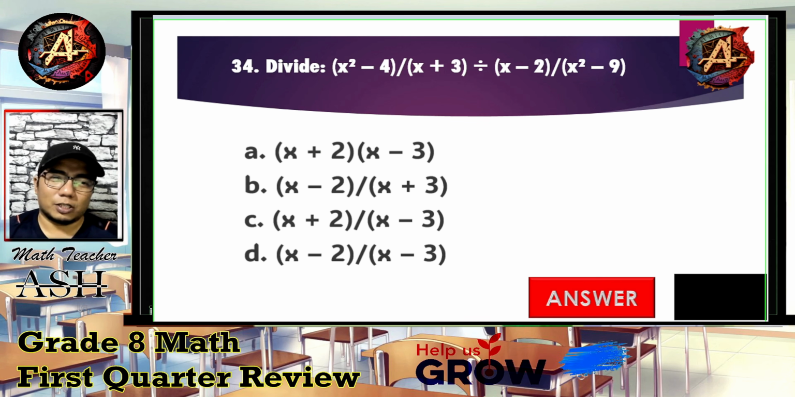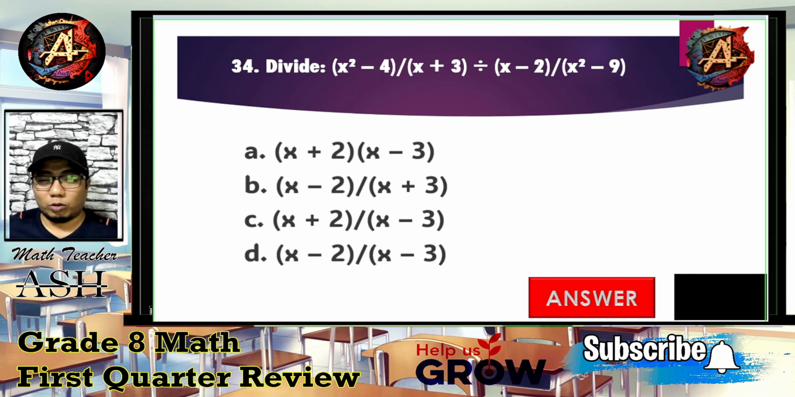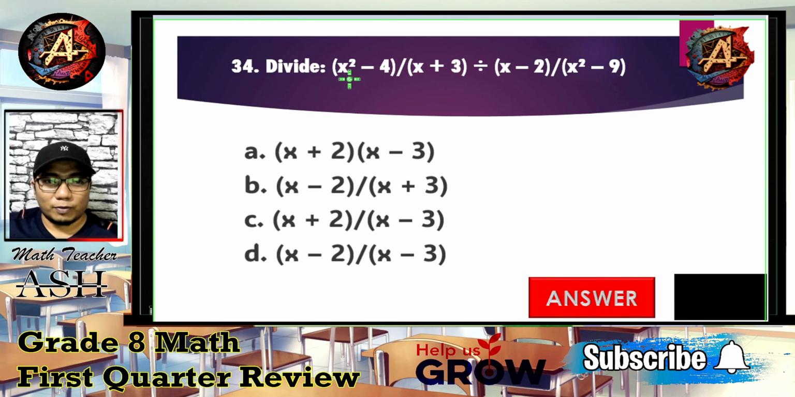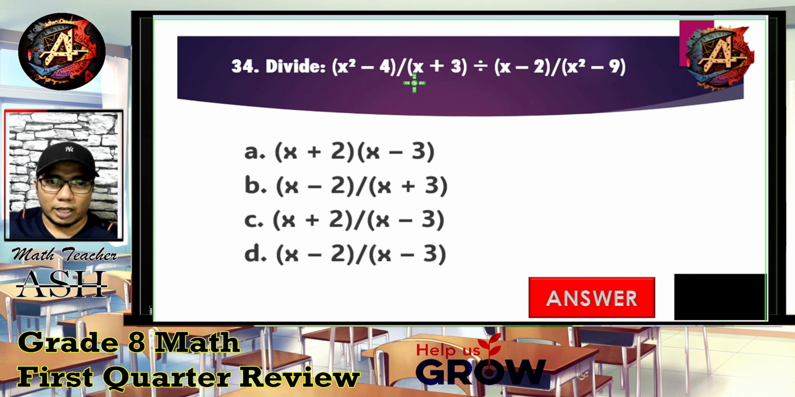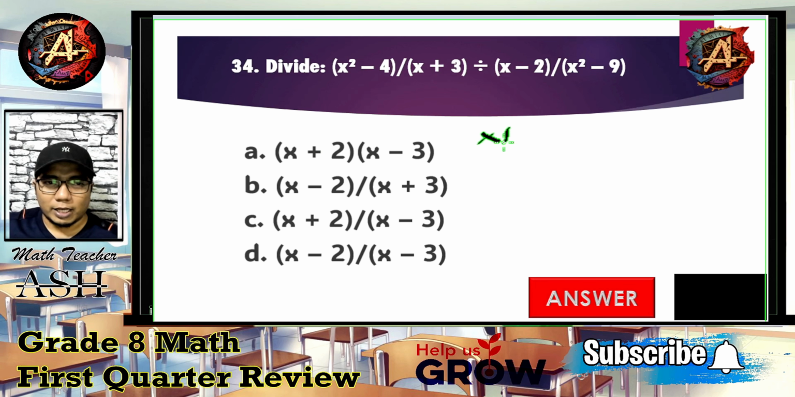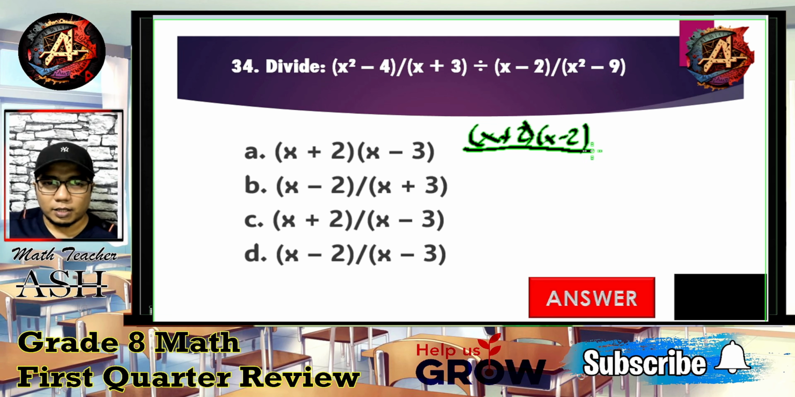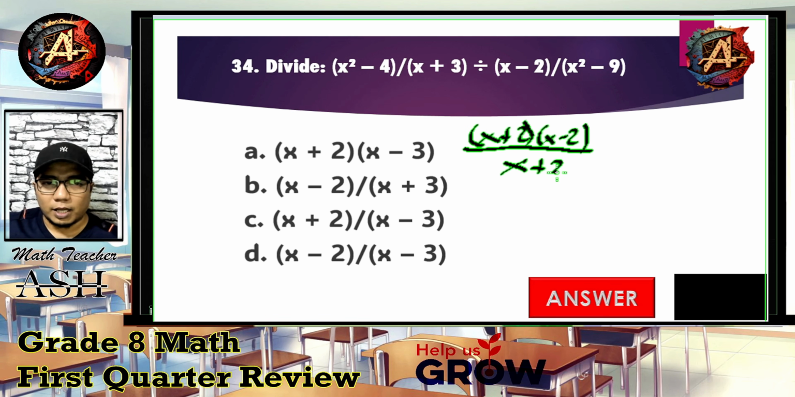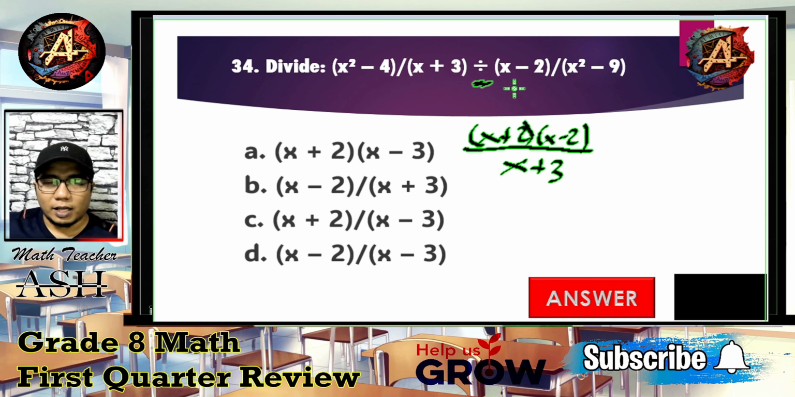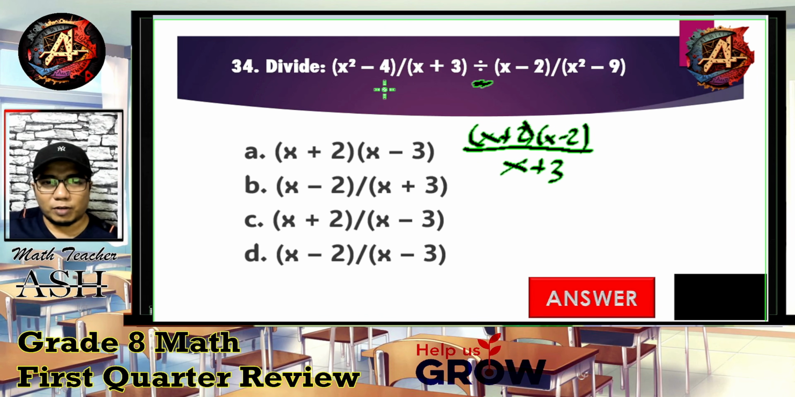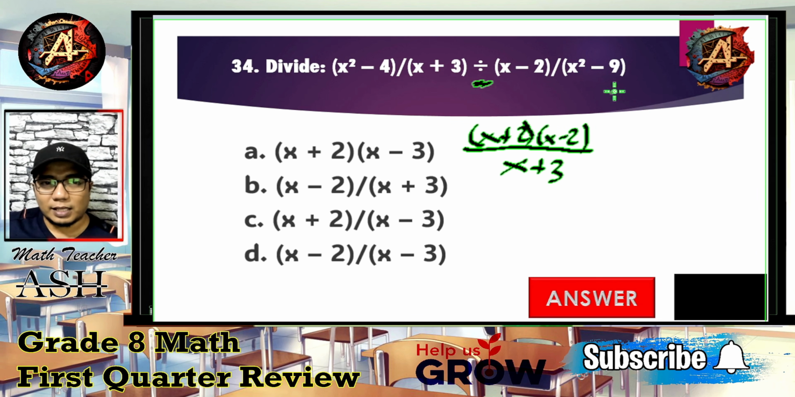Okay, my dear math learners, we are trying now to divide two fractions. So let's factor first the numerator x squared minus 4, because this is another factorable expression. So that would be (x plus 2) and (x minus 2). Then you just copy its denominator, which is x plus 3. Now, when you are dividing, the rule there is the KFC. What do you mean by KFC? K is keep the first fraction, and F is you flip the second fraction.